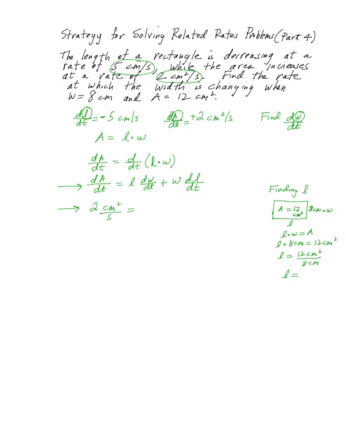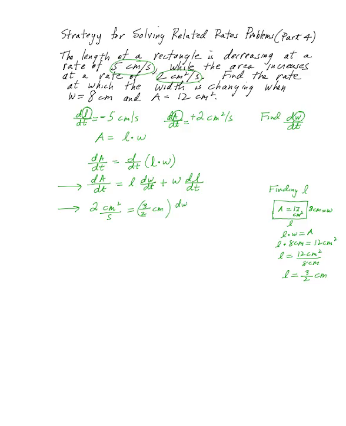So the length is 3/2, isn't it? Centimeters. 1.5 centimeters. So at this instant in time, at which I am wanting to compute dW/dt, the rectangle has a width of 8 centimeters, an area of 12 square centimeters, and a length of 3/2 centimeters. So at this instant in time, L is 3/2 centimeters.